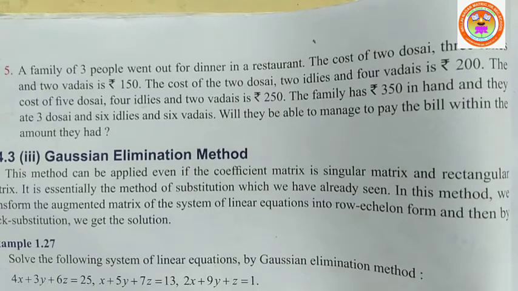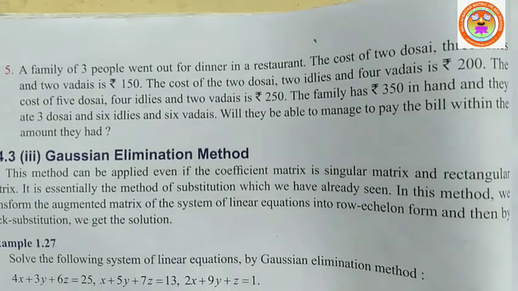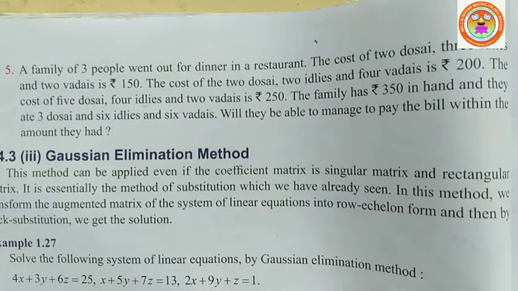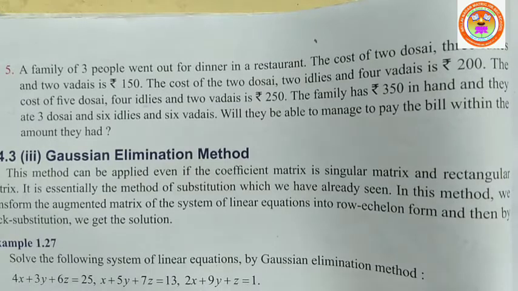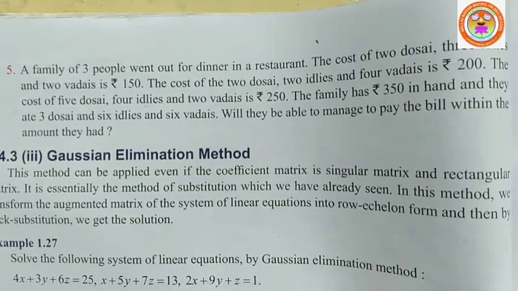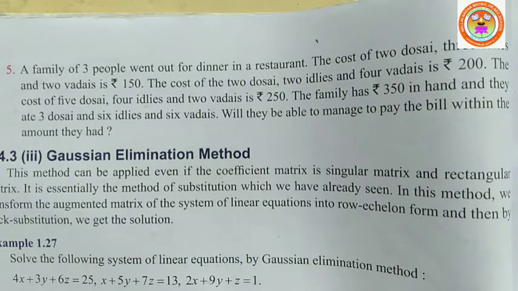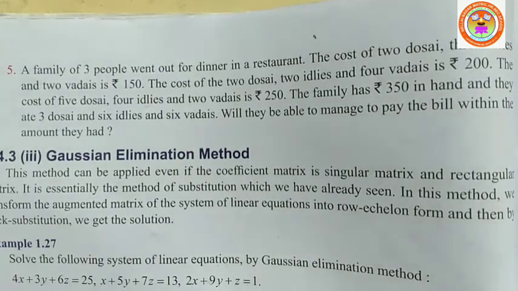The cost of 2 dosai, 2 idlis and 4 vadais is rupees 200. The cost of 5 dosai, 4 idlis and 2 vadais is rupees 250. The family has rupees 350 in hand and they ate 3 dosai, 6 idlis and 6 vadais. Will they be able to manage to pay the bill within the amount they had?